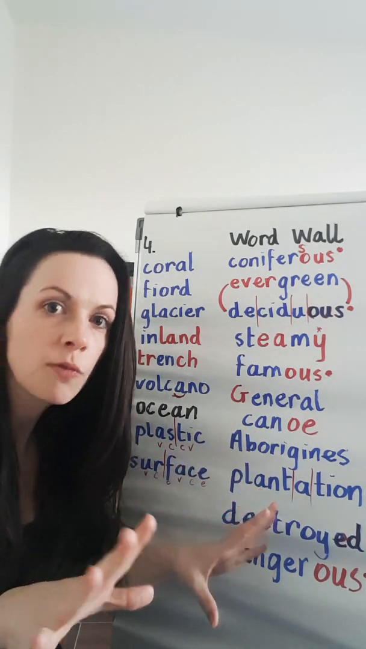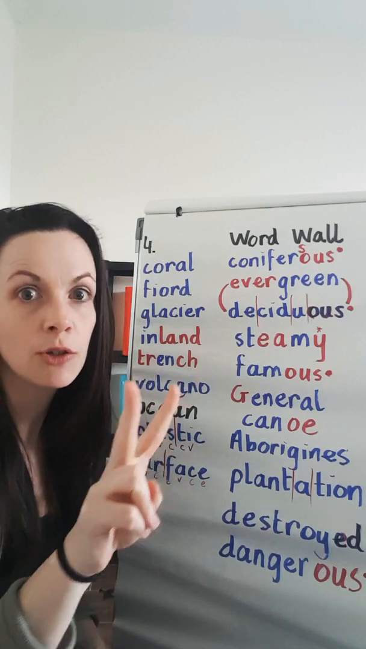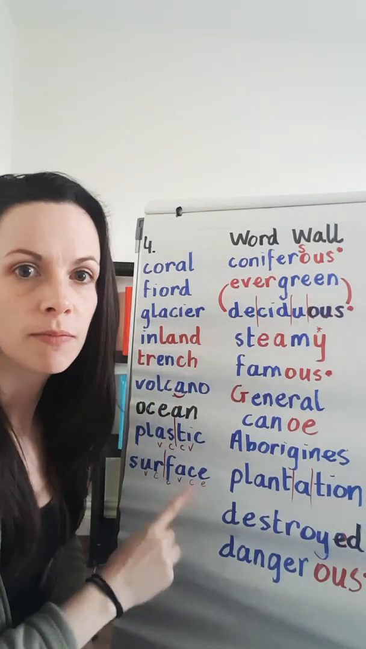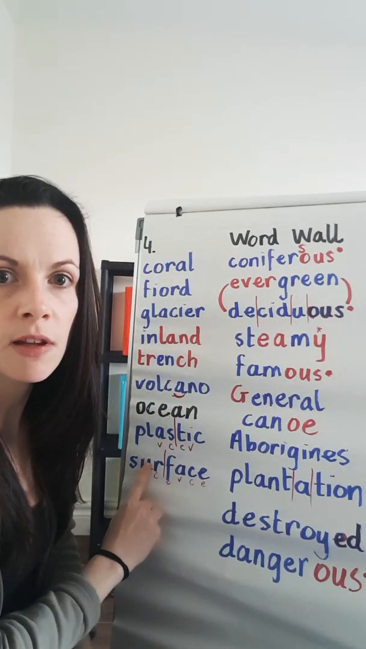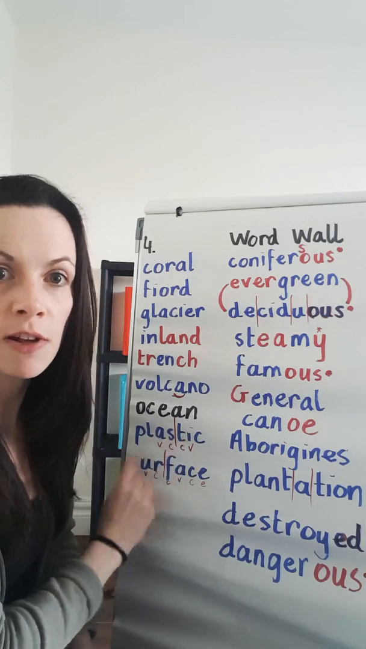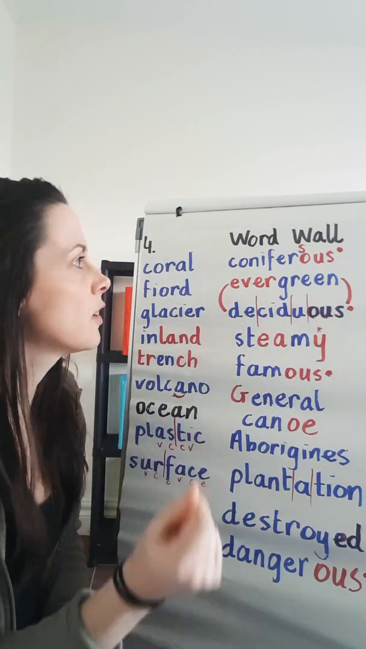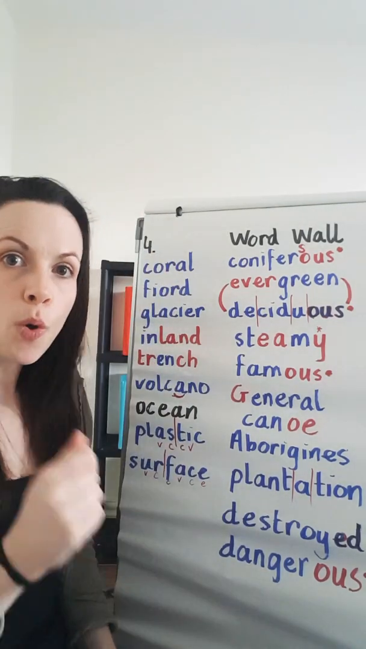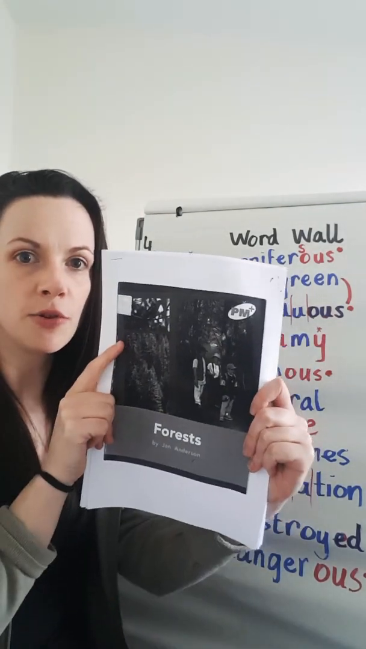Just showing you those words. We'll be doing lots more of them in 2 weeks in phonics. But there's 2 examples of vowel, consonant, vowel words. Plastic, surface. Okay? Right, over to this week's words on the story forest.